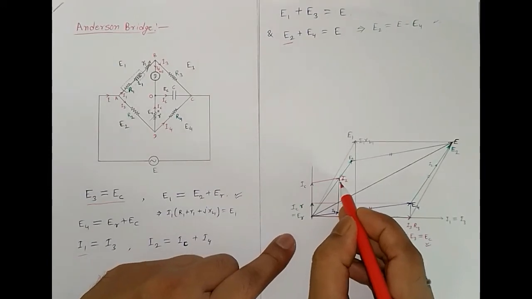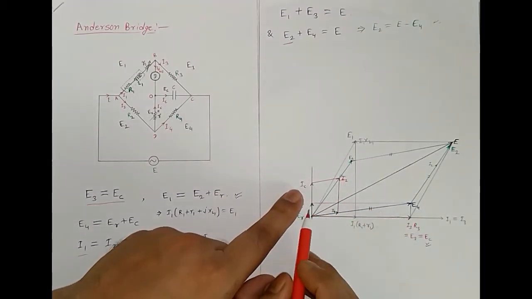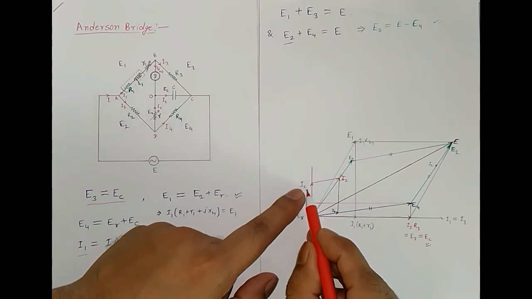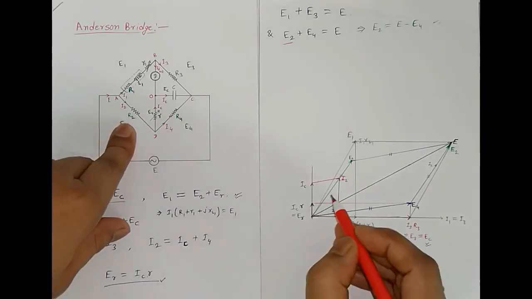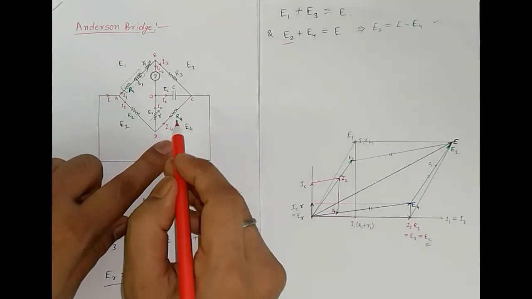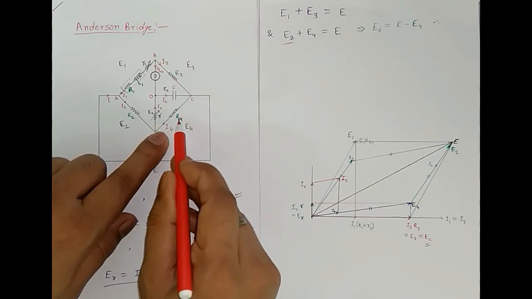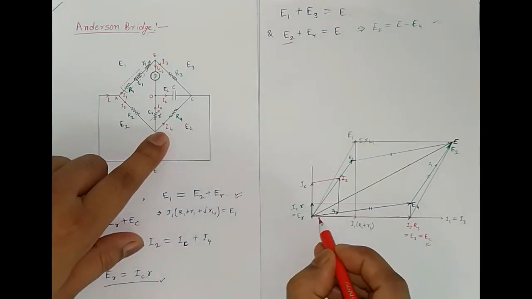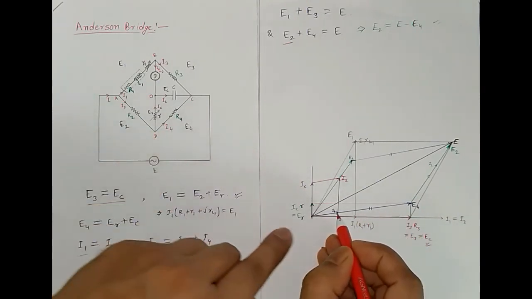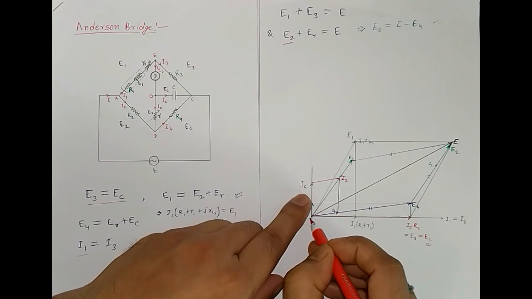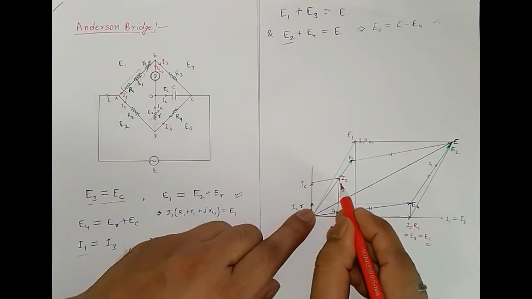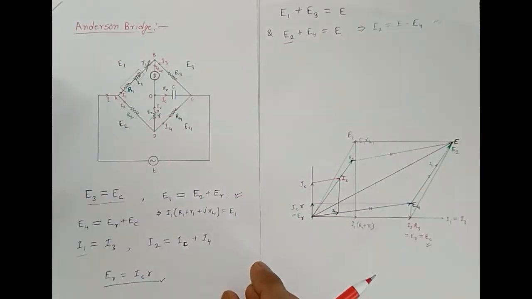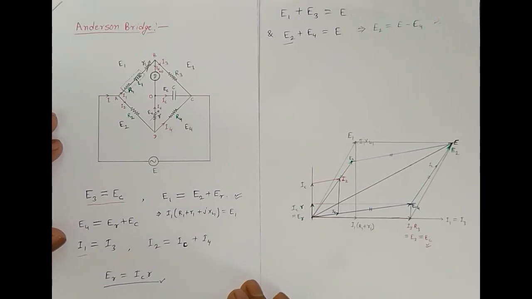Now we know the direction of current I2, and we already know this is the direction of IC. So the direction of current I4 will be along the direction of E4. On this E4 vector line, we have drawn again a parallel, whose resultant will be on the E2 line. In this way we have drawn I4, and this is the complete phasor diagram of the whole Anderson bridge. Hope you have understood these things.